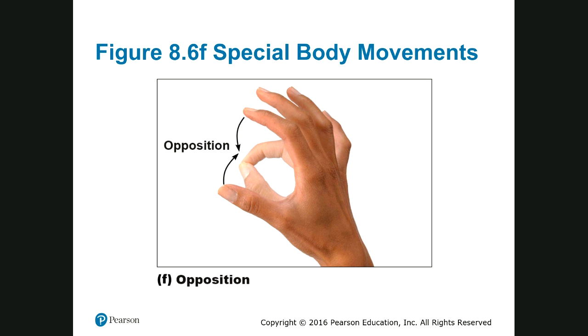Now, opposition is something special to us primates and a few other animals, not many, but we have what's called an opposable thumb. Doesn't seem very important to you. I promise you, in the evolutionary history of primates and humans, it's extremely important. So what do I mean by that? This gives us the ability to grasp and hold things.